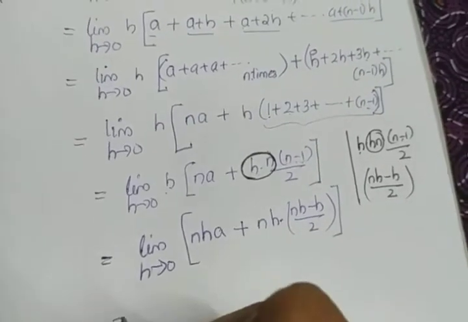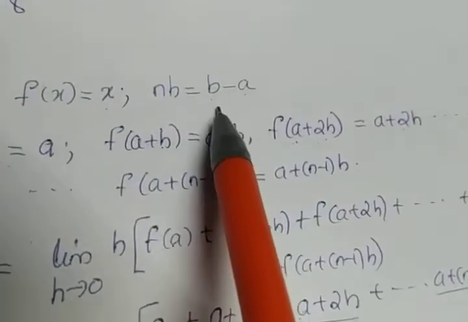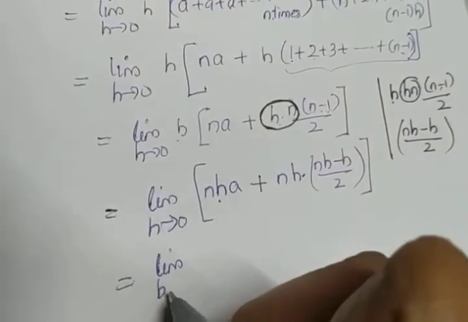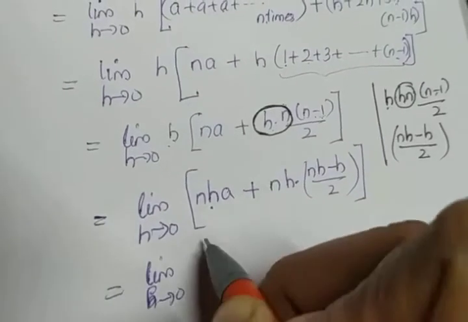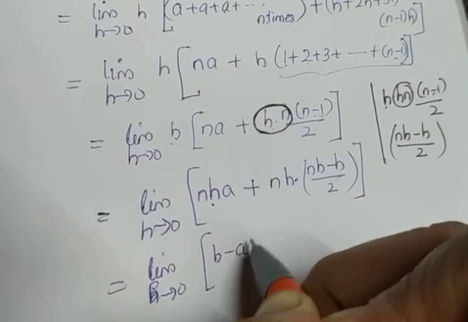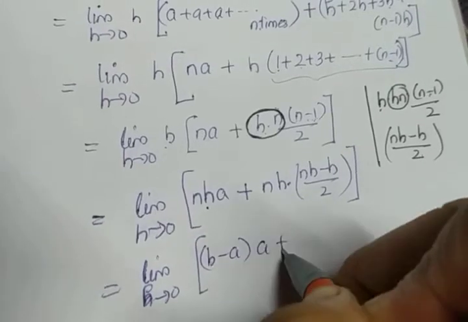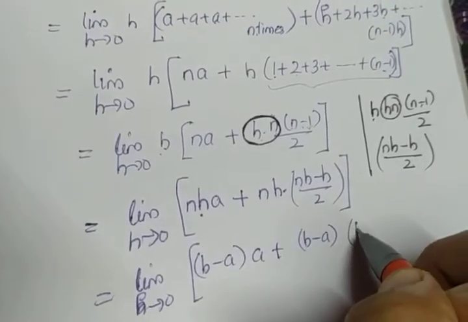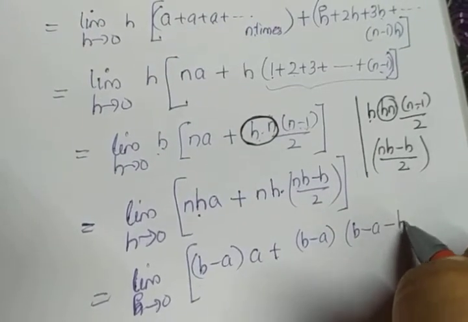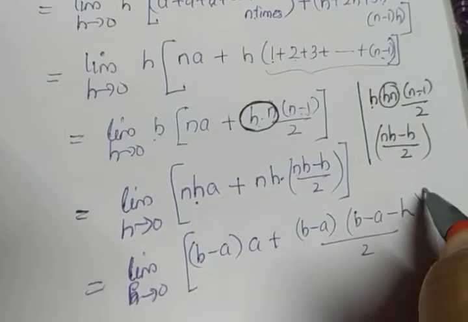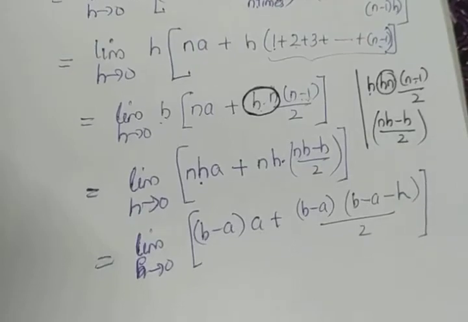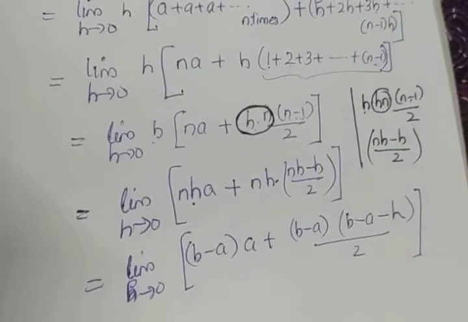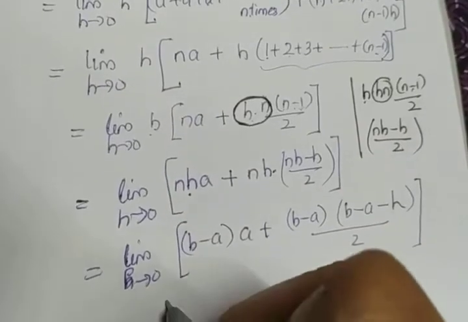Again, instead of nh we will be giving the value b minus a. So limit h tends to 0: nh is b minus a, into a, plus (b minus a) into, again instead of nh we can give b minus a, minus h by 2. And the last step to do is apply the limit. Limit is h tends to 0. Wherever h is there you can give the value 0. So what we get: (b minus a) into a.